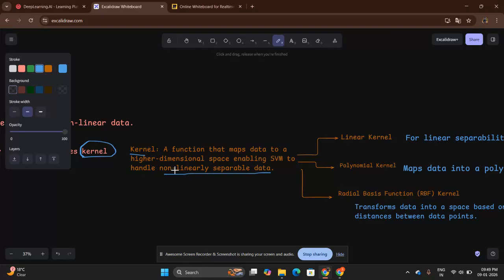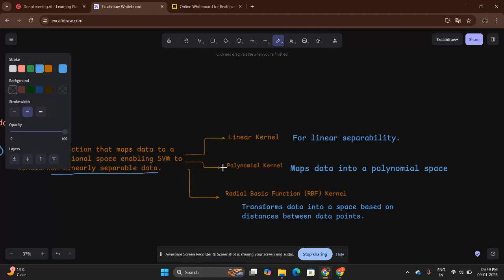I hope you got an idea how the kernel works for non-linearity. These are some types where the kernel is going to be used for different problems. If linear separability is there, the linear kernel function is used. This one is a type of kernel. Another type of kernel is used for mapping the data into the polynomial space. If there is a need to map polynomial data points, then the polynomial kernel function is used.